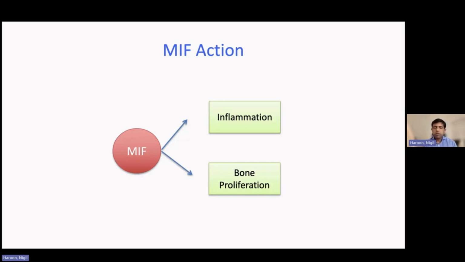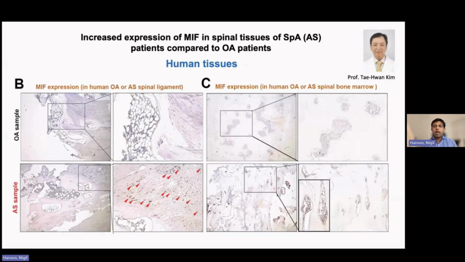I won't be going into the details, but I'll just show you this, that with the help of our collaborators in Korea, we actually looked at the spinal tissue of AS patients and compared it to osteoarthritis. And what you see is very high levels of MIF expressed in the spinal tissues of AS patients compared to nothing in controls, showing that MIF is also present in the actual place where there is a lot of inflammation causing pain and bone formation. So still early days, but a lot of progress in this field as well.